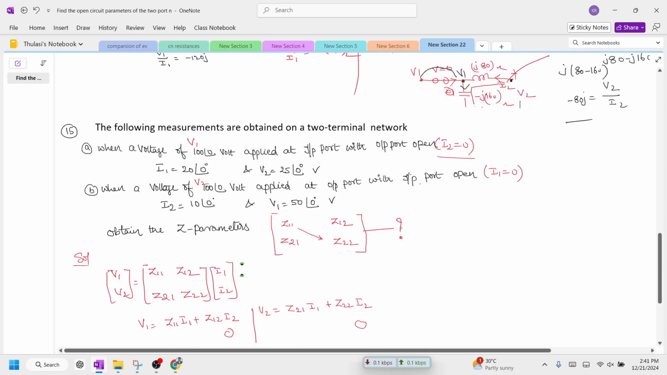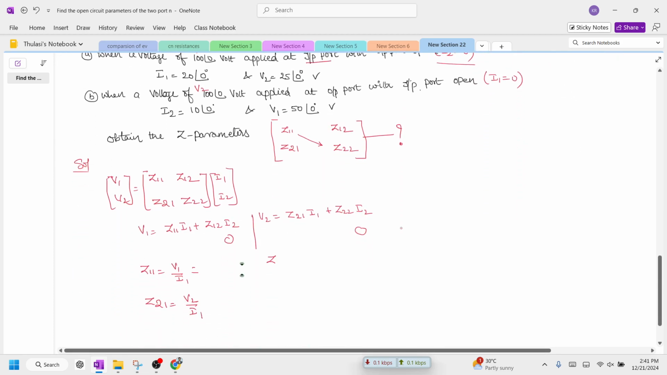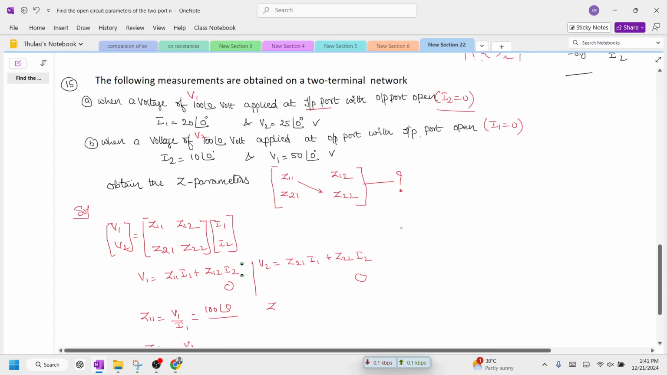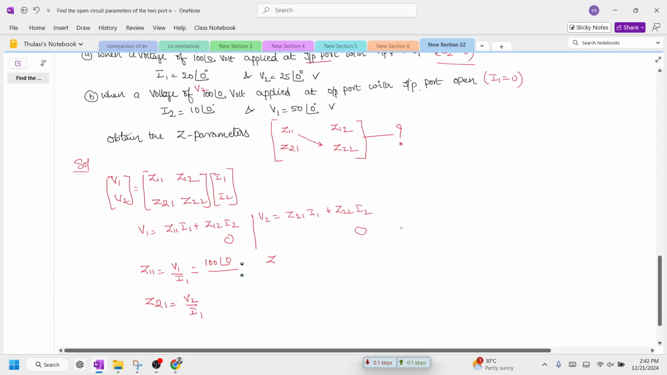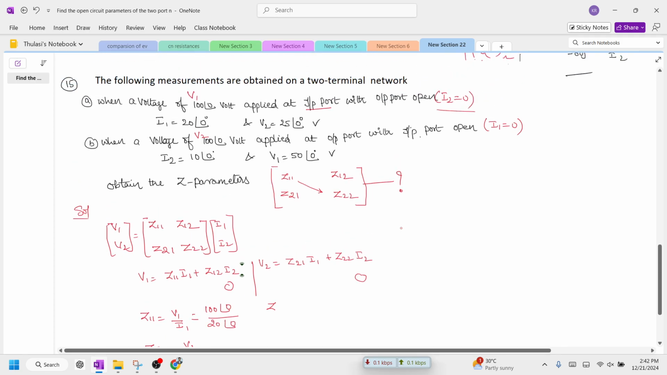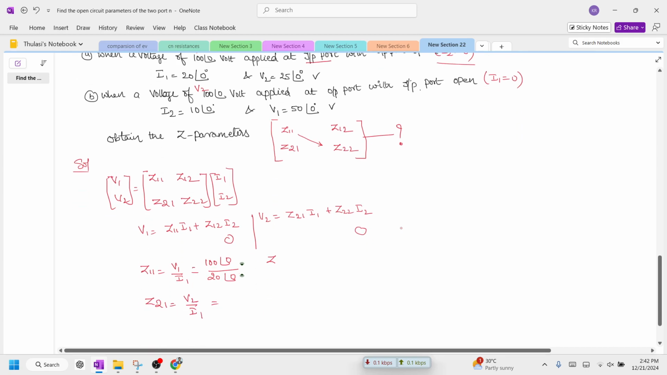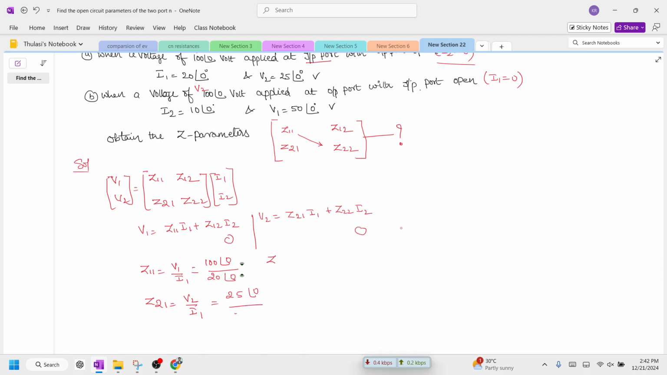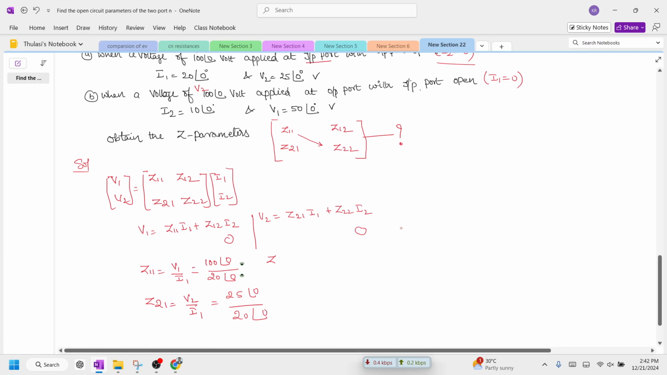A voltage is applied at the input port, input means V1 is applied. What is the V1? V1 given is 100 at an angle 0, divided by the current given, 20 at an angle 0. Next, for the same port we require V2. V2 given is 25 at an angle 0, divided by I1, which is 20 at an angle 0 degrees.